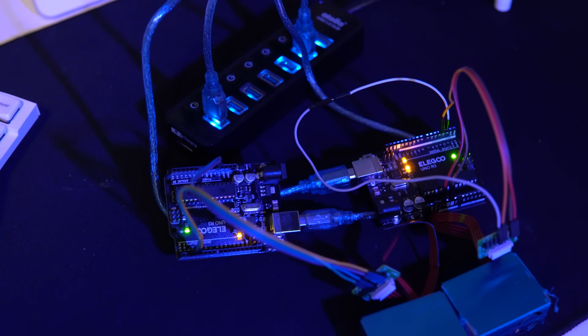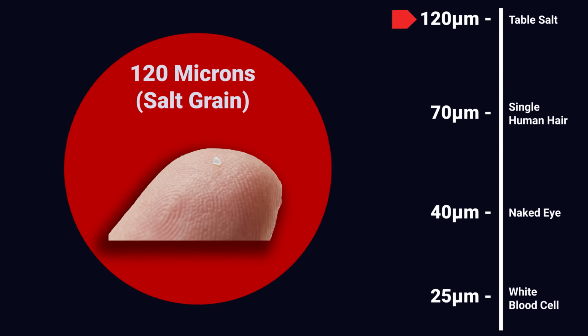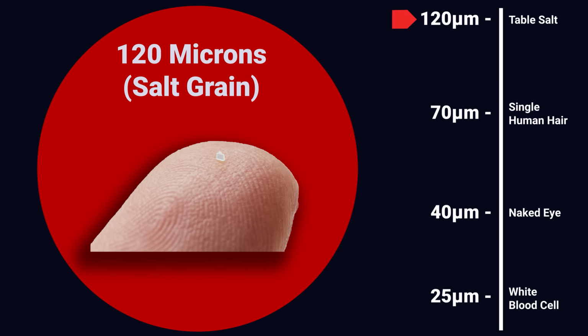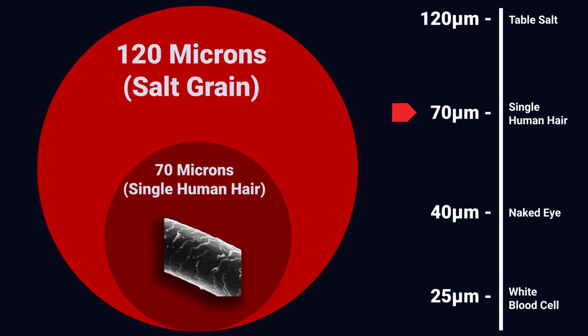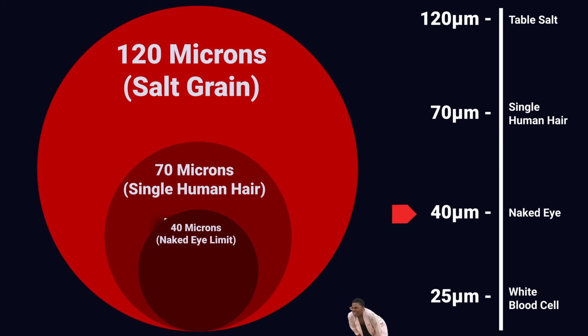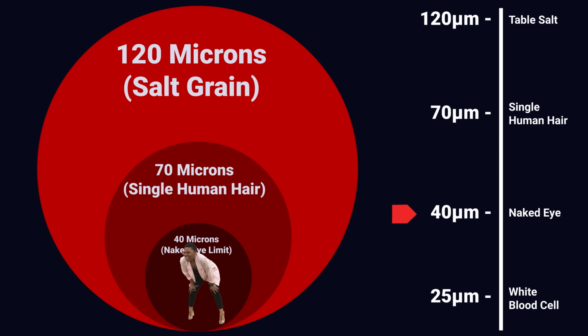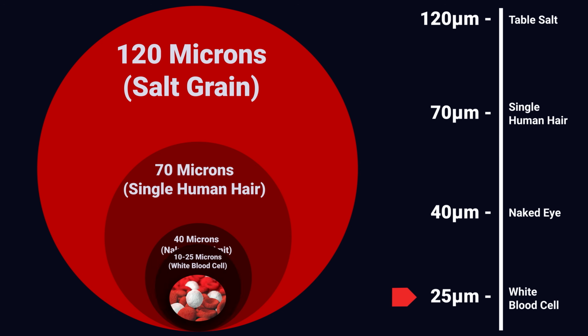This particle sensor can detect particles of different sizes, and we'll be looking at particles greater than 1, 2.5, 5, and 10 microns. So you can really grasp how small a micron is. A grain of table salt measures about 120 microns, and a strand of human hair is approximately 70 microns in diameter. At around 40 microns, things start becoming invisible to our eyes. A white blood cell is about 25 microns in diameter, much smaller than what we can see.